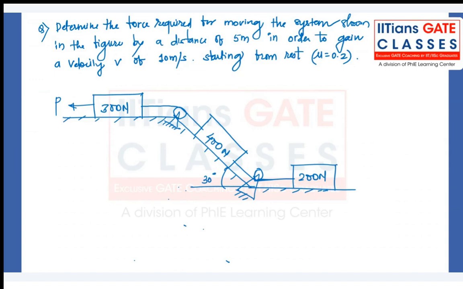Yeah, so here mu you have to consider for the block and the surface. Okay, the frictional force is in between block and the surface. You can neglect the friction of the pulley, only for block and surface.